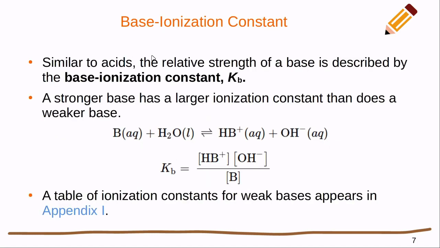Just like we had Ka for acids, there is a similar base ionization constant, and it follows the exact same rules. The stronger the base, the larger the ionization constant. If we had a model reaction like this, where we're accepting a proton onto some sort of base, we would have this ionization constant. Again, we're going to omit the water. The ionization constants for some weak bases appear in Appendix I, but we're going to see in just a second that if you know the Ka value, you can figure out the Kb value for a lot of these bases.